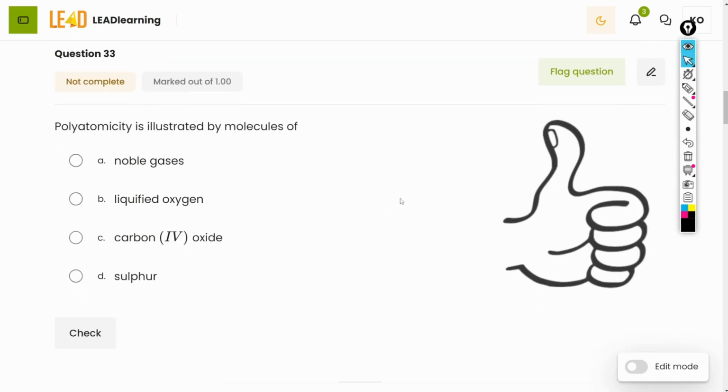Question 33. Polyatomicity is illustrated by molecules of. Okay, to answer this question, we need to understand the definition of polyatomicity. The word poly is from the Greek word meaning many, and then atomicity simply means atoms. So polyatomicity or polyatomic, many atoms.